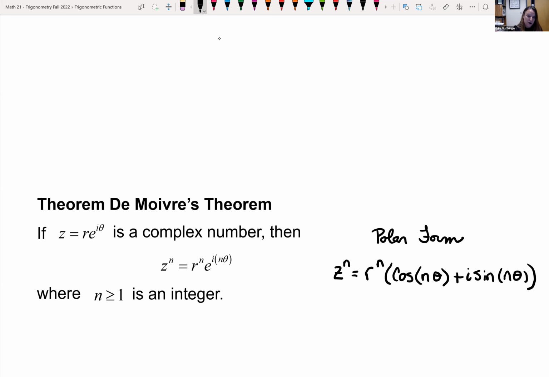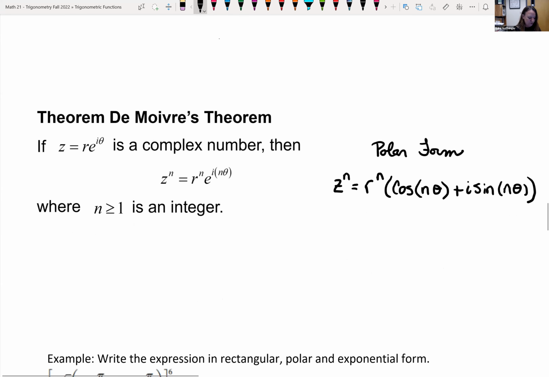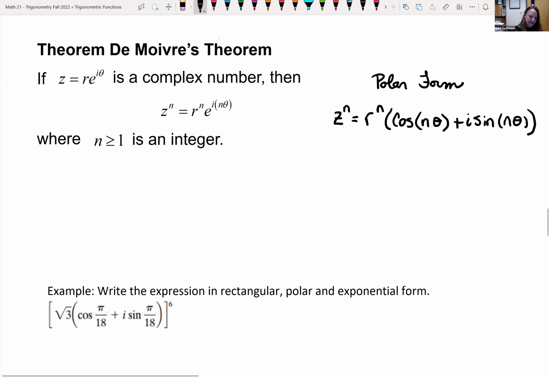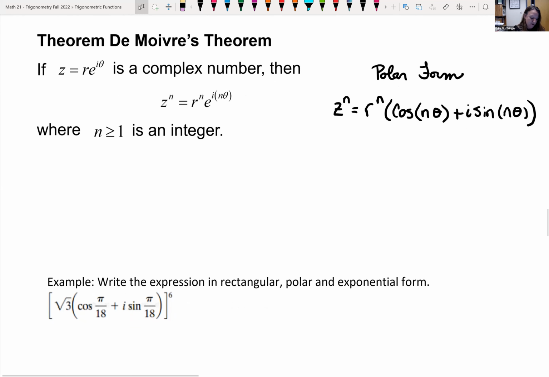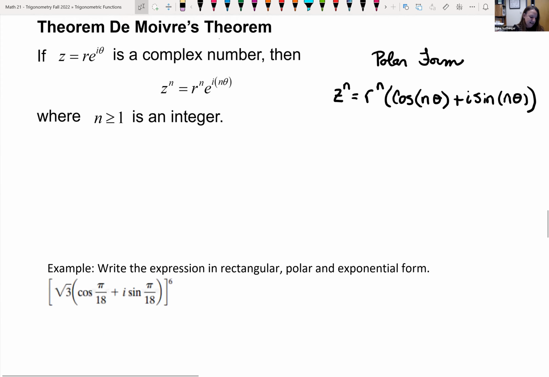So knowing de Moivre's theorem, let's look at raising a complex number in polar form, and rewriting it in rectangular and exponential form. So the next example in front of us states that we have a complex number, √3 times cosine of pi 18ths plus I sine of pi 18ths. And that whole quantity is raised to the 6th power.